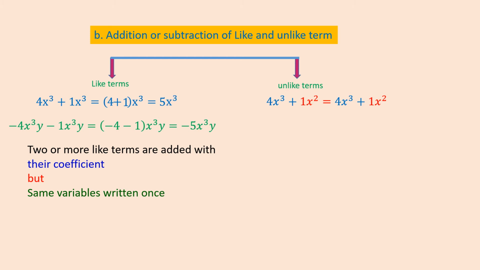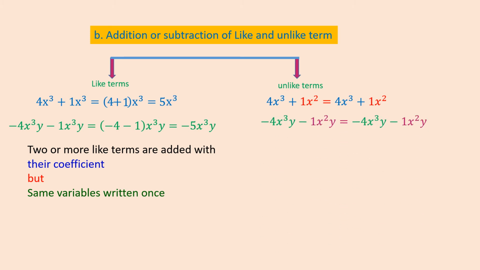Just like this, 4 boys and 3 girls equals what? Can you say 7 boys or girls? No, you cannot add them. You will say 4 boys and 3 girls. Same way here, 4x cube plus 1x square will remain with the plus sign, 4x cube plus 1x square.